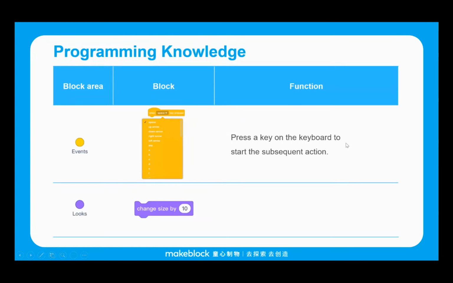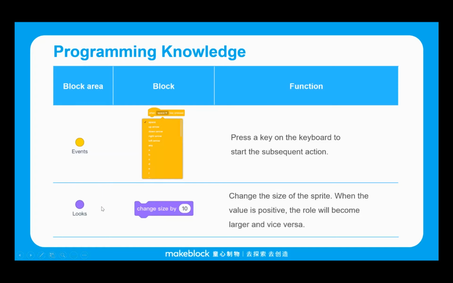So yeah, press a key on the keyboard to start the subsequent action. We'll then be able to start to look at all the different things we can get Panda to do in terms of appearance and effects. So all of these will be within our looks block area, which I know you're already familiar with.